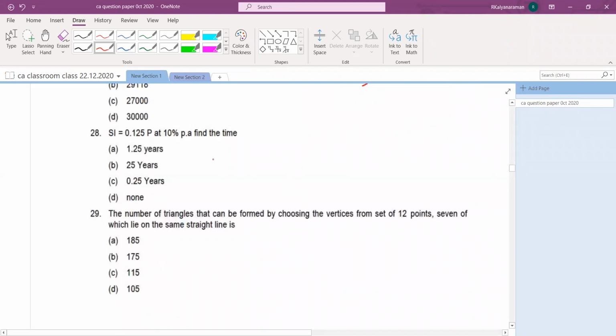Simple interest is 0.125p at 10% per annum. Find the time. So for simple interest, you know what the formula is? P into N into 0.1 is equal to 0.125p. So the P will go, and N is equal to 0.125 by 0.1. So it is 1.25 years.